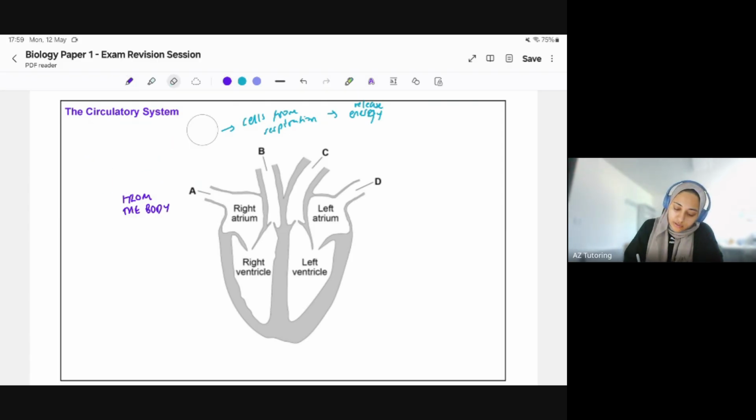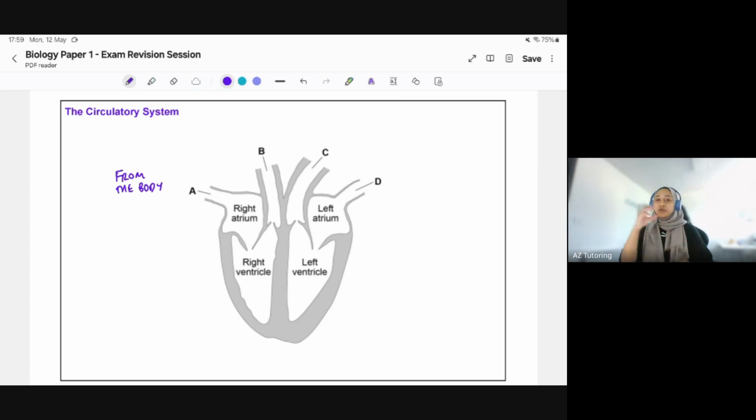Let me just get rid of this so I can put this clearer. So at first, it's coming from the body. And the reason why it's come from the body to the heart is because the blood is deoxygenated. And the reason why the blood is deoxygenated is because it's used all the oxygen in the blood for respiration. So it's coming back to the heart to get more oxygen. So that's the whole purpose.